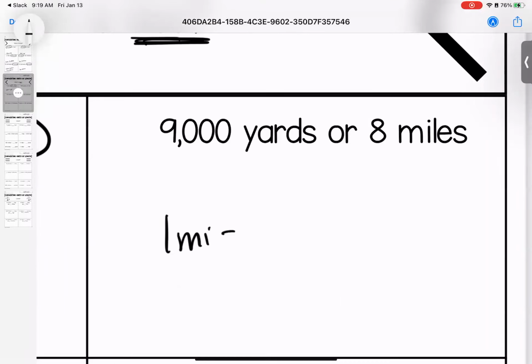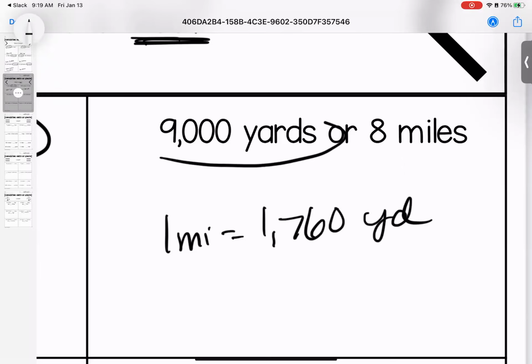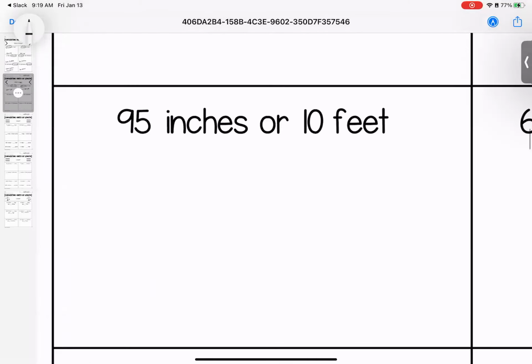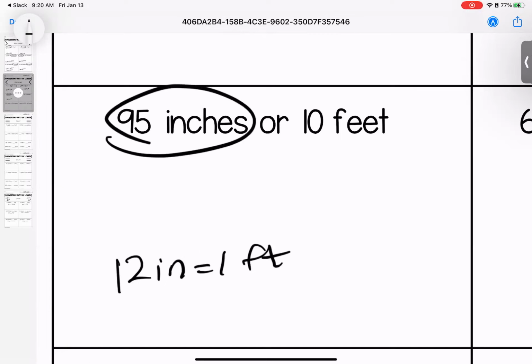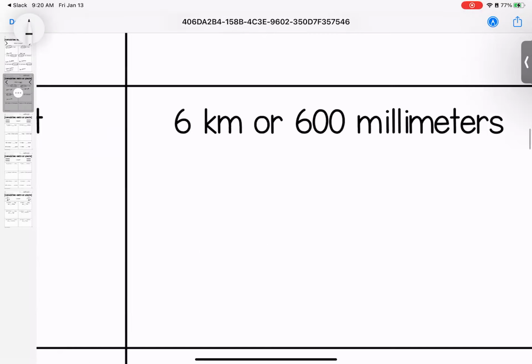Okay. Over here, 9,000 yards or 8 miles. 1 mile equals 1,760 yards. So that means that 9,000 yards would be less. Down here, 95 inches or 10 feet. There's 12 inches in 1 foot, so 95 inches would be less.